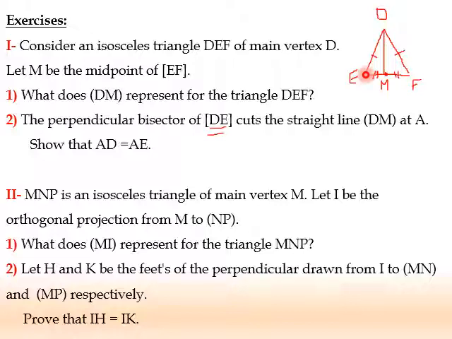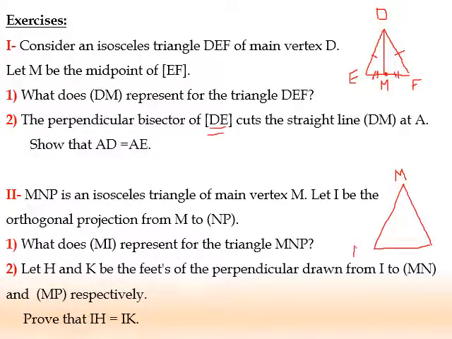think correctly. Now number 2, MNP is an isosceles triangle of main vertex M. Let I be the orthogonal projection, or the perpendicular, or the height drawn from M to NP. You have to draw MNP. Here, for example, let's say it's an isosceles triangle. Of course, it's not exact, my drawing here, but you have to draw an exact figure. MNP, how to draw it to be isosceles?